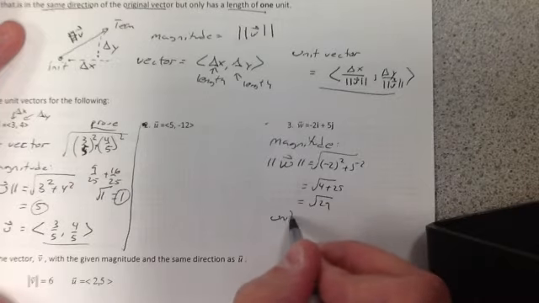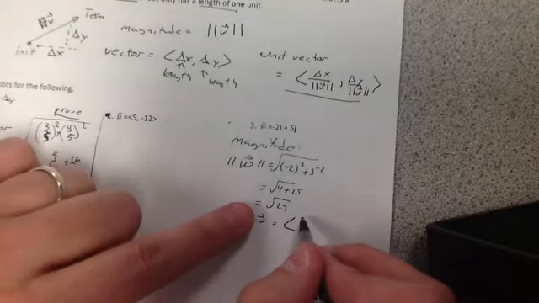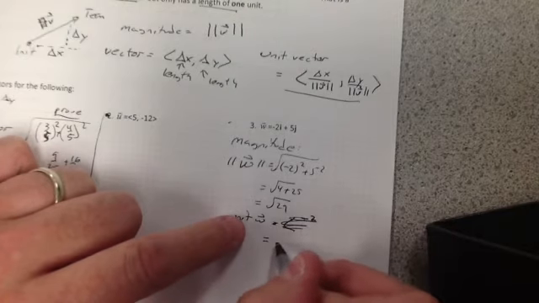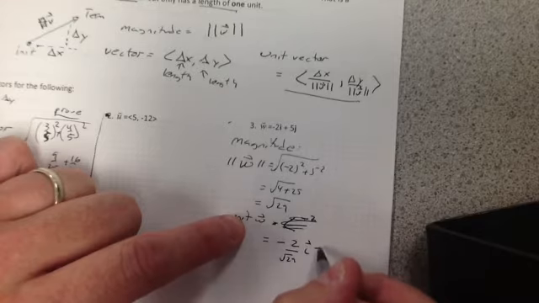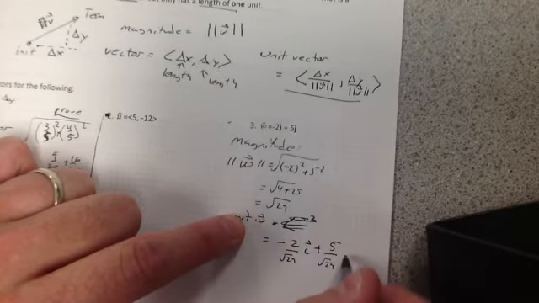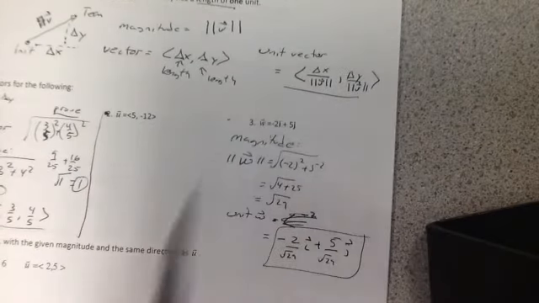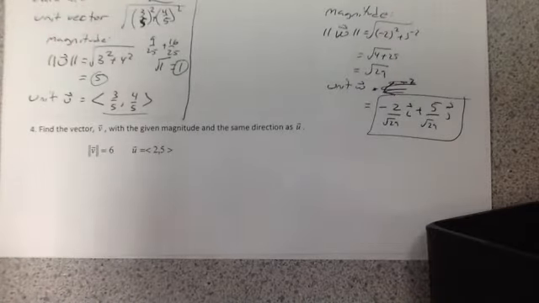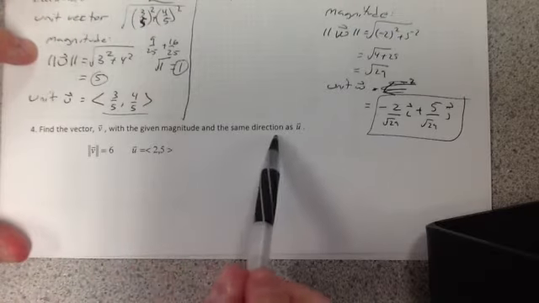So to get the unit vector of w, we're going to take the original, -2 over root 29 in the i direction, plus 5 over root 29 in the j direction. Very easy to do, even in our standard unit vector form. All right, so our next one, our last one, before we go on to part 3. I do apologize for that. Find the vector in the same direction as u with magnitude 6.